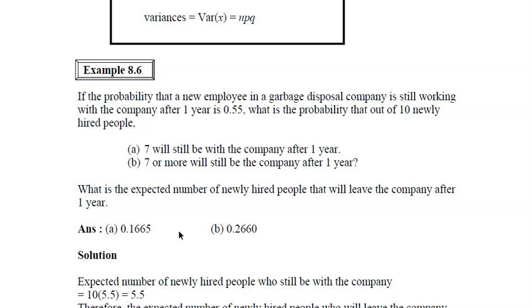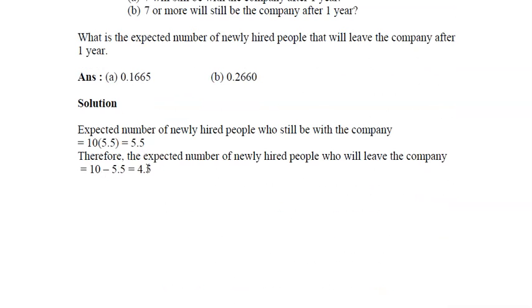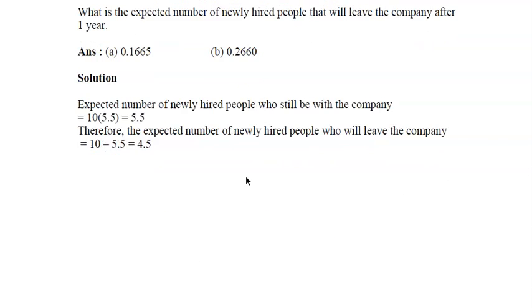Just try it first. For questions A and B, the number of trials will be 10 and the probability will be 0.55. For A, we have the probability of x equal to 7, and the probability of x more than or equal to 7 for question B. You may try it first. This is for the expected number.